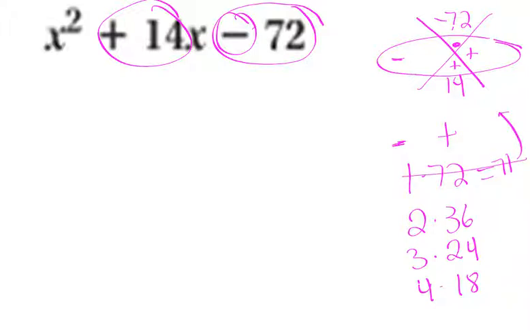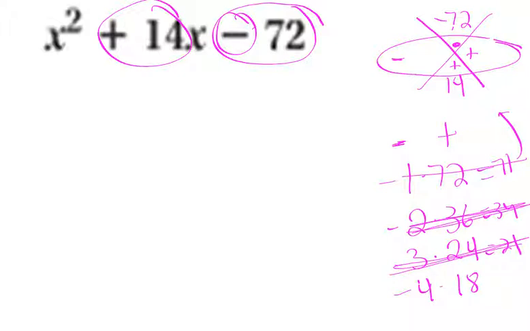Let's go to the next one. How about 2 times 36? Negative 2 times 36, when multiplied, I get a negative 72. When I add them, I get a positive 34. That doesn't match our 14, but we're getting closer, so that's not it. Now 24 and 3, let me put all the negative signs there. Multiplied, I get negative 72, but when I add these, I get 21. It still doesn't match my middle term, 14, so that's not it.